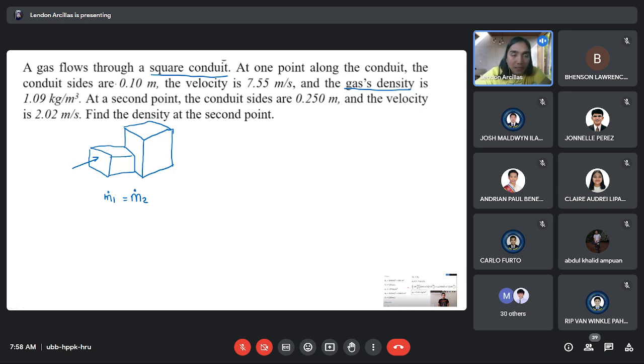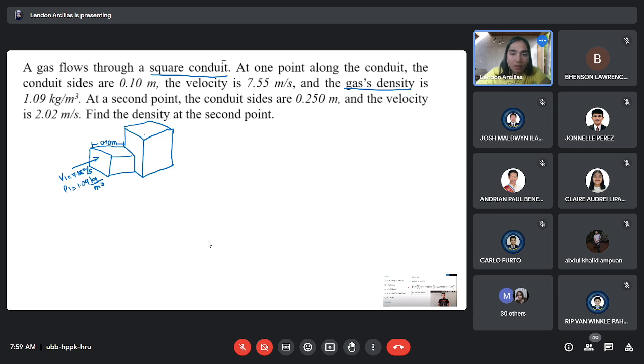So meron siyang sides at the first one. This side here is 0.10 meters. So this is a square, meaning all the sides are equal. And the velocity for this one is 7.55. Okay, and the gas density as the gas passes through this first area is 1.09.